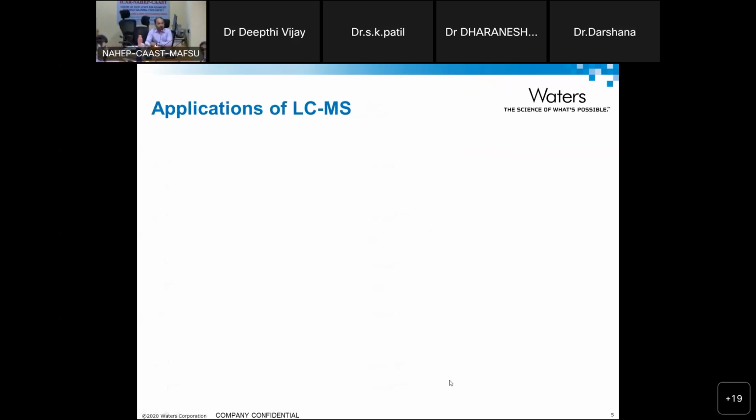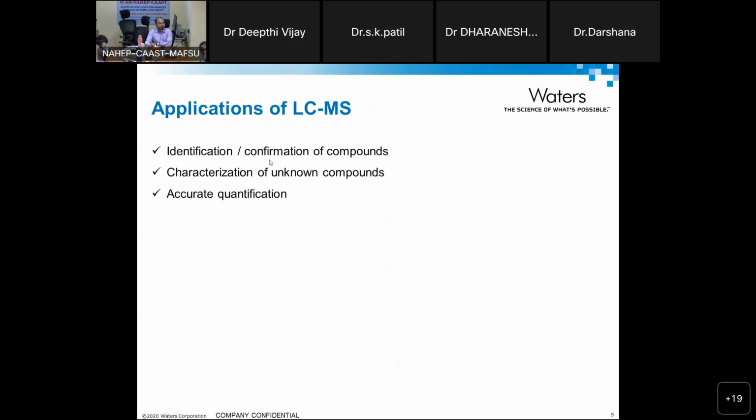Now, what are different applications of LCMS? It can be used for identification and confirmation of compounds, that is for qualitative analysis. It can be used for characterization of unknown compounds. That means you can find out a basic or preliminary structure of the unknown compounds which are present in the sample. And you can do a quantitative analysis. That means you can accurately quantify the amount of compound present in the given sample at the trace level.